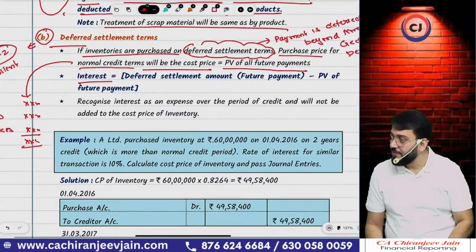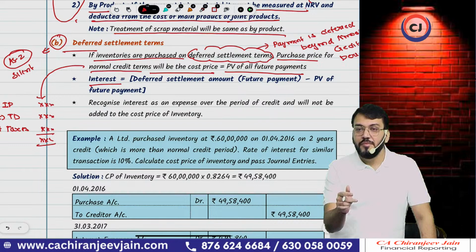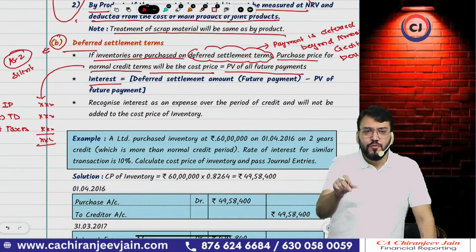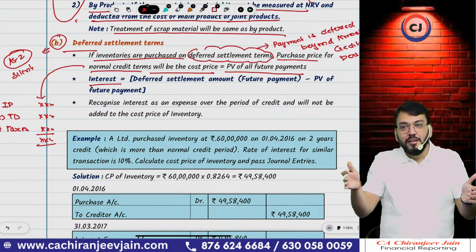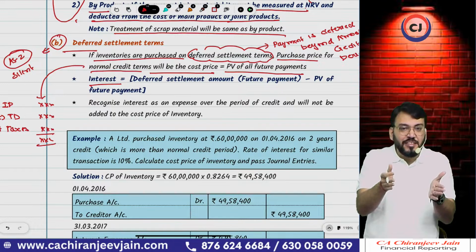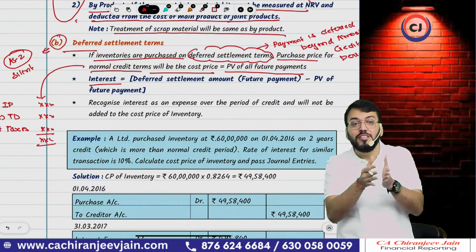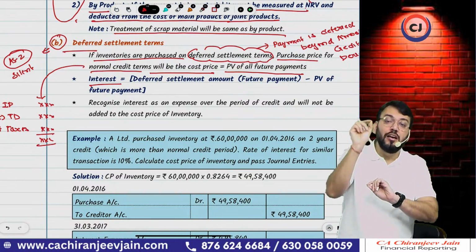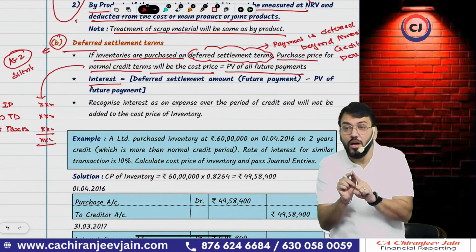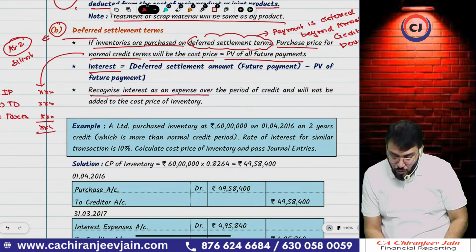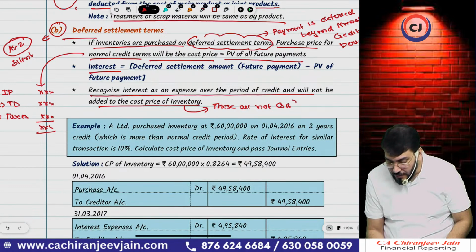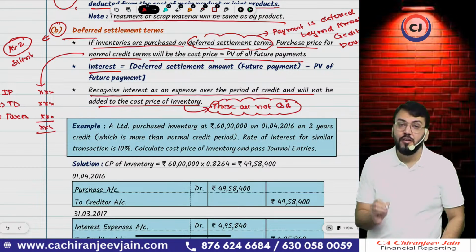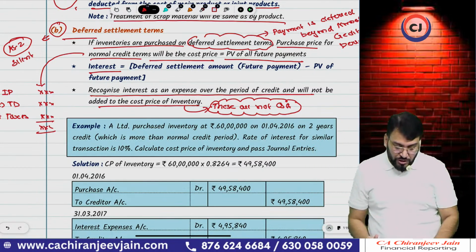Then we also need to calculate interest. Interest is nothing but the difference between the future payment and the present value. That interest will be charged to P&L as an expense over the period of credit and will never be capitalized to the cost price of inventory. Why? Because these are not qualifying assets, and therefore it will never be added to the cost price of inventory.